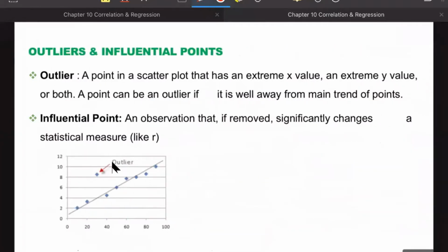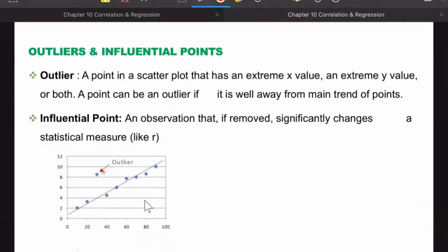But before the example, I have one more slide where we are going to talk a little bit about two important things that we talked about in the previous class also. The first one is outlier. In the scatter plot, if there is a point which lies quite far from the cluster of points or quite far from this line, then that's called an outlier. So an outlier in a scatter plot has an extreme x value or extreme y value, or both. In a simple way, it is a point which lies far from the cluster of points or the line of best fit.